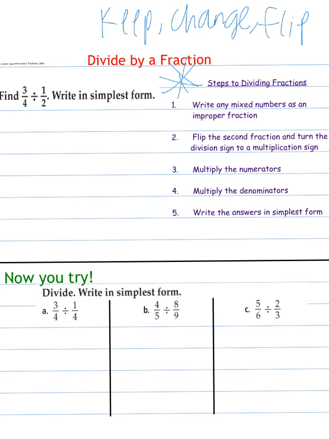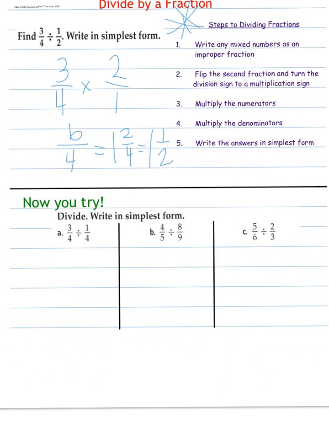Okay, so we keep the first number the same. So for our example here, 3/4 divided by 1/2, we keep the 3/4. Change the division to multiplication, flip the second number, so it's now 2/1, and now we multiply. 3 times 2 is 6, 4 times 1 is 4, and then we will write this as a mixed number, which would be 1 2/4, which equals 1 1/2. Okay? Here are some for you to try on your own, and then we'll go through them together.